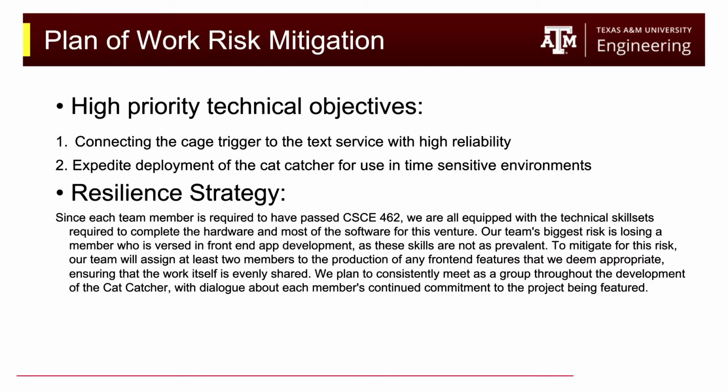All right, moving on to plan of work risk mitigation. First, we have two high priority technical objectives. The first is connecting the cage trigger to the tech service with high reliability. This means that we want our cage to work consistently when an animal does trigger it, and we want no false positives or false negatives to distract first responders.